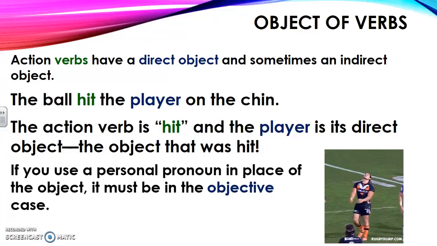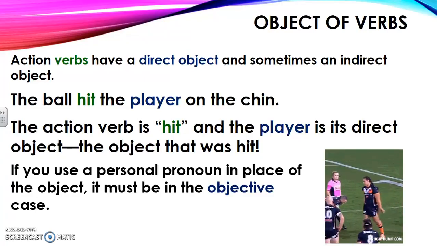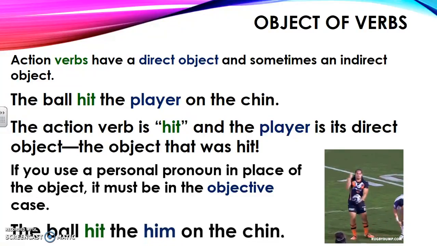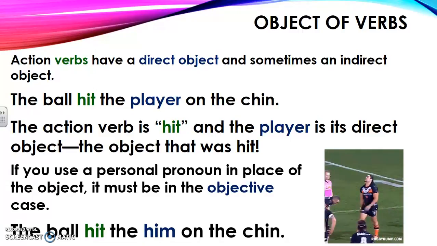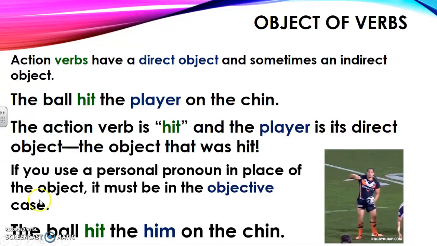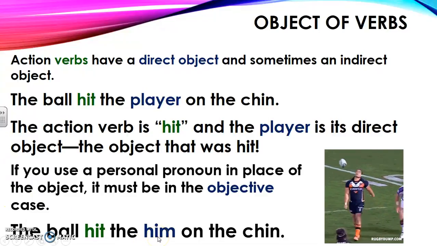If you use a personal pronoun in place of the object, it must be in the objective case. The ball hit him on the chin. Notice the word him is our personal pronoun, and it is in the objective case.